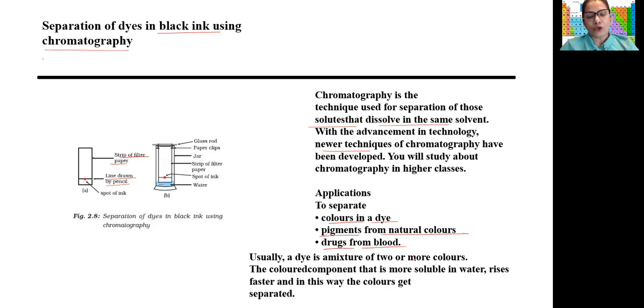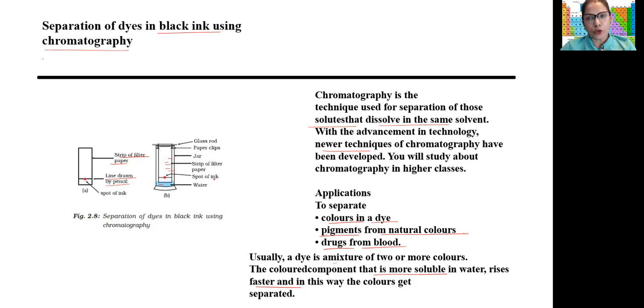Usually a dye is a mixture of two or more colors. The colored component that is more soluble in water rises faster. So what is happening here? The colored component which is more soluble in water will quickly rise up faster, and in this way the colors will fix it. So you can see the various colors on this filter paper, whichever the dye is made of. So this is known as chromatography.